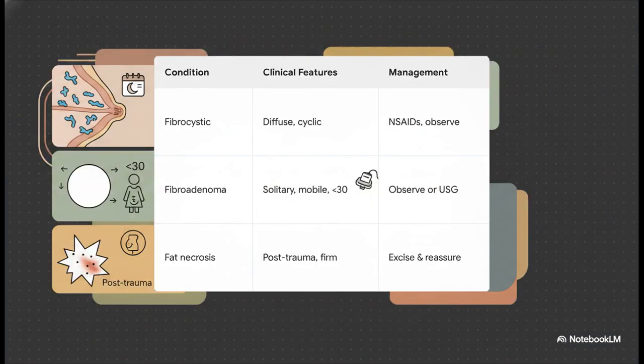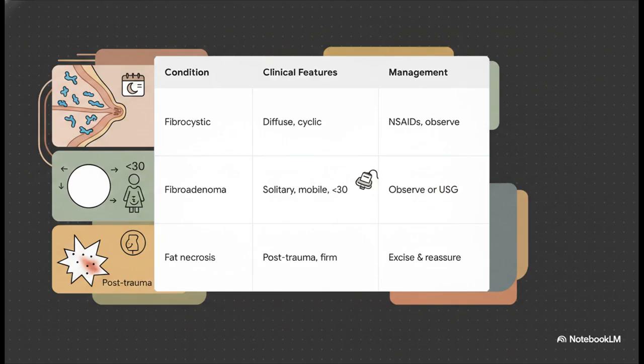You really want to master this benign breast disease comparison grid. First up, fibrocystic changes. These present as multiple, bilateral, diffuse nodulocystic masses with cyclic tenderness. Management: supportive bra, NSAIDs, and reassessment after menses. Next is fibroadenoma. This is a solitary, mobile, well-circumscribed mass that's estrogen responsive, typically in patients under 30. For adolescents, you can just observe, but you'll want an ultrasound for persistent masses or older patients.